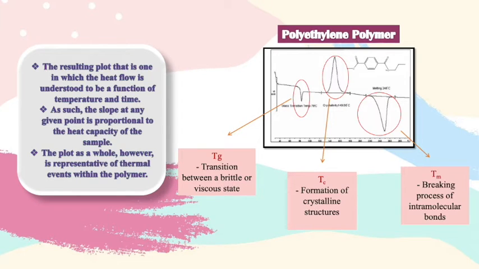Based on the DSC thermogram, the resulting plot, the heat flow is understood to be a function of temperature and time. As such, the slope at any given point is proportional to the heat capacity of the sample. The plot as a whole, however, is representative of thermal events within the polymer.